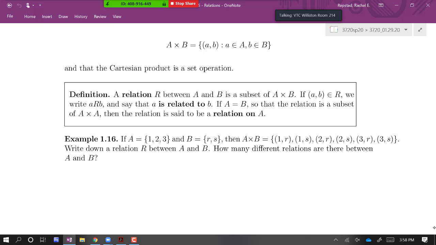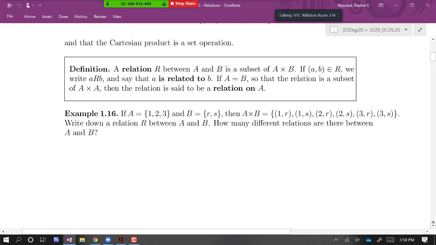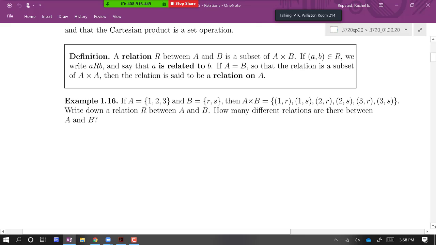So if we are given a couple of sets, A and B here, then their Cartesian product, so A is 1, 2, 3, B contains the elements R, S, so the Cartesian product has those 6 ordered pairs. We want to know, initially it says write down a relation R between A and B. So first of all, we usually use capital letters to denote a relation. So I'm just going to take any old collection of those ordered pairs that are listed there for A cross B.